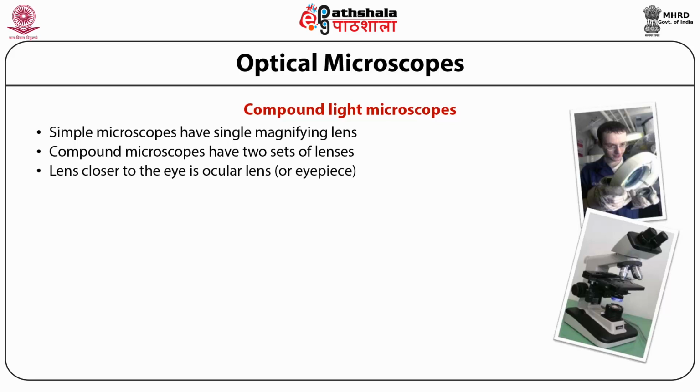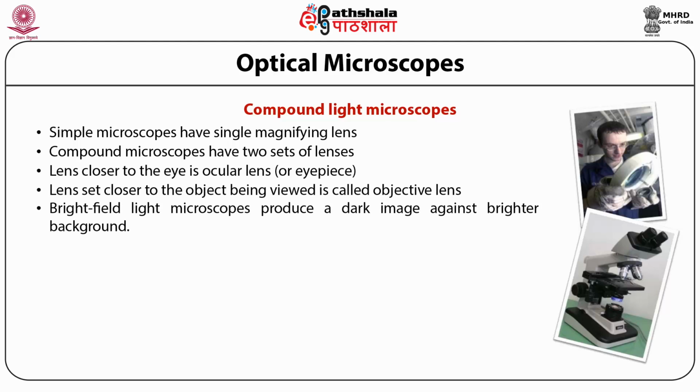The lens that is close to your eye is called the eyepiece, and the lens which is close to the object is called the objective lens. Bright field light microscopes produce a dark image against a brighter background, and generally all the bright field microscopes provide a 2-dimensional view of the object, and that is of the surface only. And in biology, they are commonly used to view stained cells.